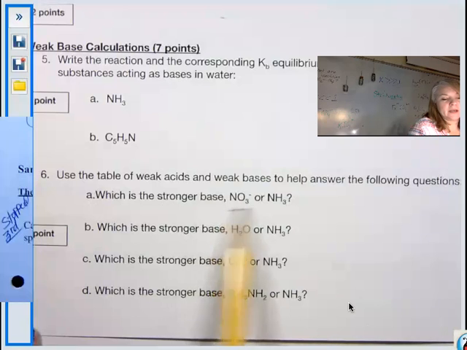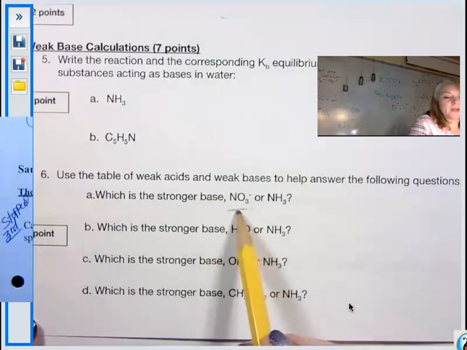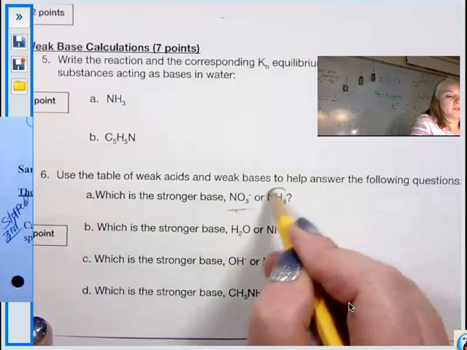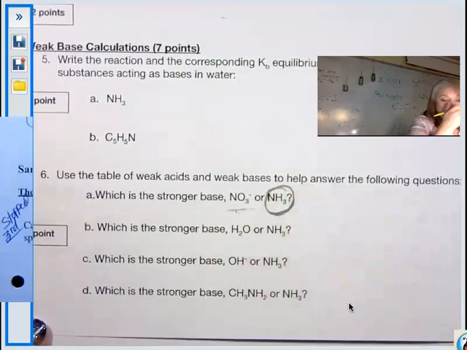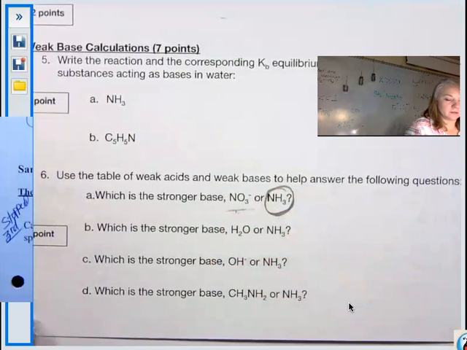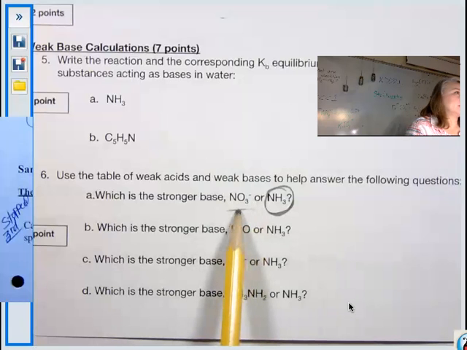Doesn't NO3 come from a strong acid? Yes, it does. So that's going to be an extremely weak conjugate. That means that this one would be the stronger one in that situation. So NH3 would be stronger, because NO3 negative comes from a strong acid.